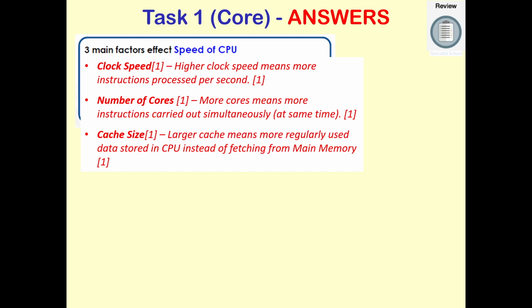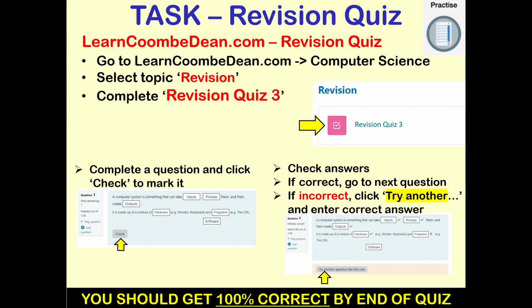Check your answers, pause, make sure you've got all this information on your sheet, and then the final thing to do. Final thing to remember, now you've revised, made your notes, go to LearnCumDean, revision, and complete revision quiz 3. This is testing it on this week's, but also the previous weeks we've revised as well. Make sure you get 100% by checking the answer, and then by trying again if the answer is not correct. 100% is your target.